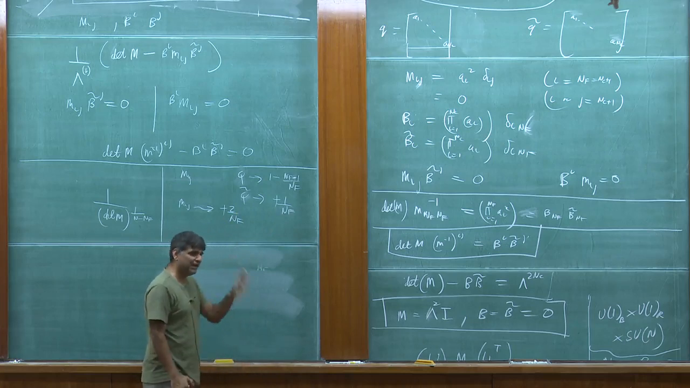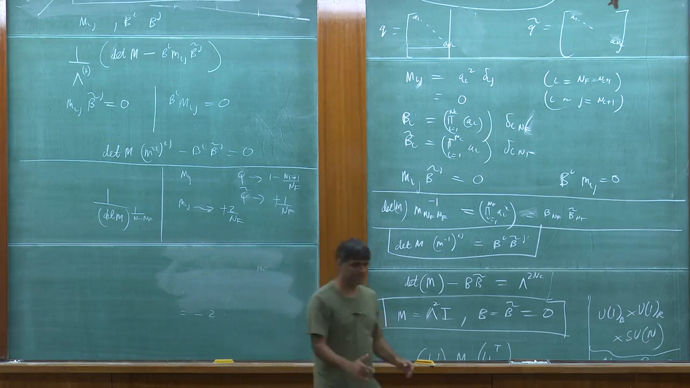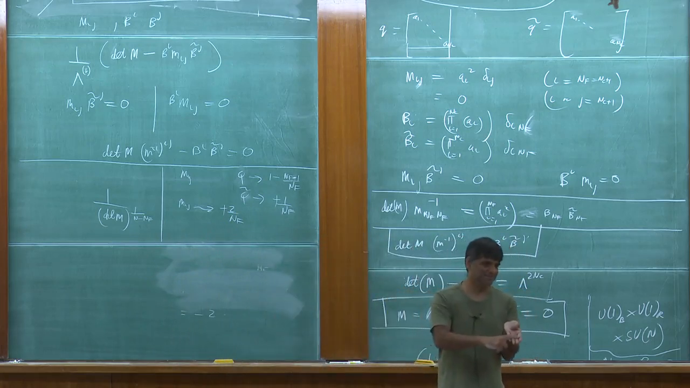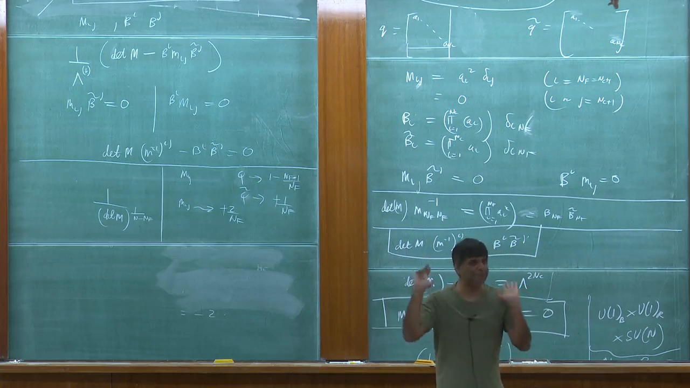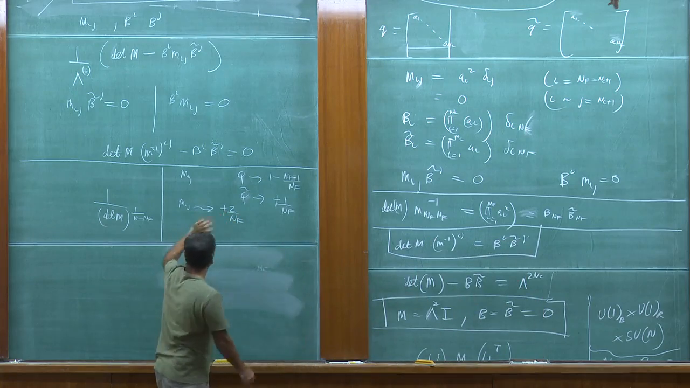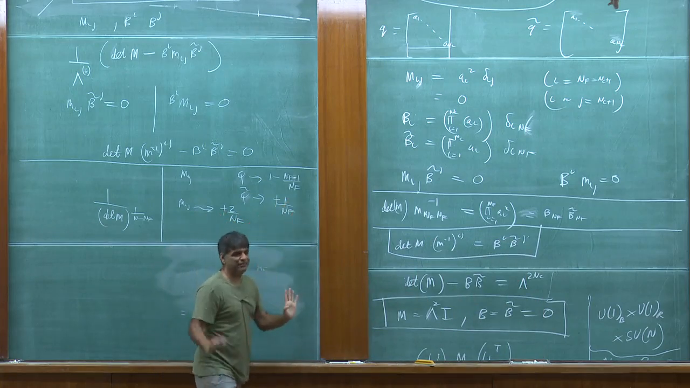Now the charge of M times B tilde is how many Q's does it have totally? It has 2 plus NC plus NC. So it's 2 times NF. Yeah, so 2 times NF into 1 by NF. So it's adding up to 2.